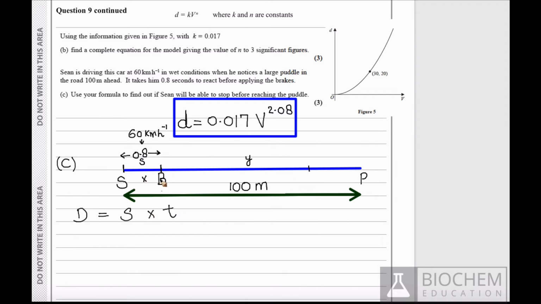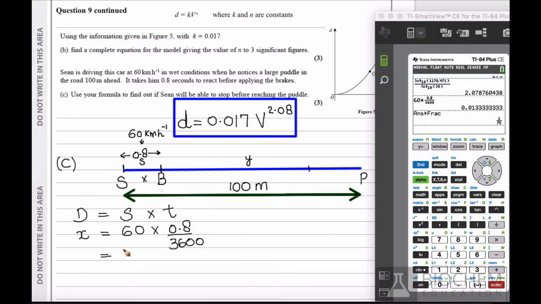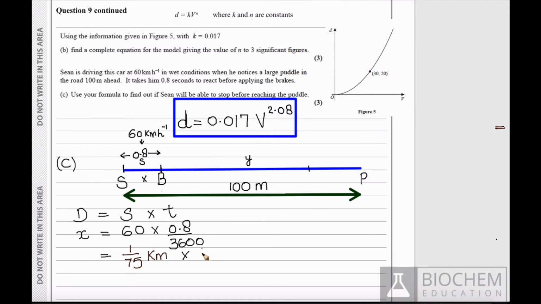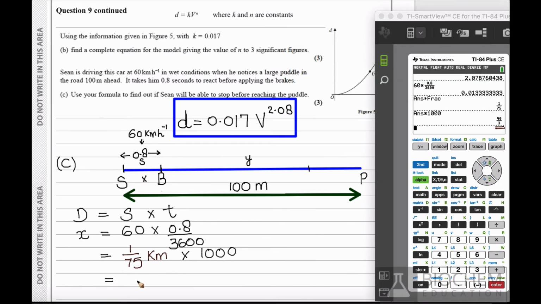Distance traveled equals speed times time. Now we want to find the distance X, so we'll write down X equals, what is the speed? Speed was 60 kilometers per hour, so 60 here, times time, but the time was 0.8 seconds. In order to convert it into hours, to match the units of the speed, we will divide seconds by 3,600. We get 1 over 75 kilometers as our answer. Multiplying it by 1,000 will give us an answer in meters. So we can get an answer to be 40 over 3 meters.